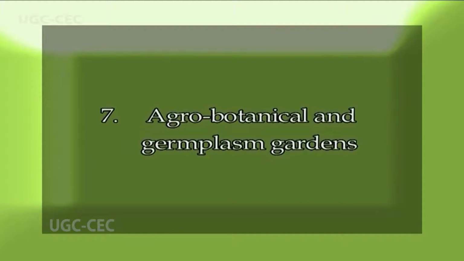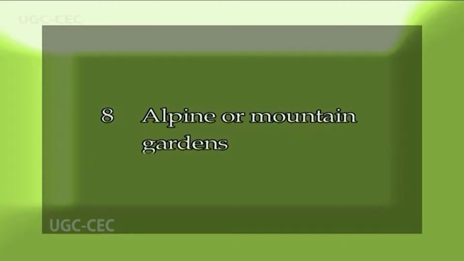Number 7, agro-botanical and germplasm gardens function as an ex situ collection of plants of economic value or potential for conservation, research, plant breeding and agriculture. Number 8, alpine or mountain gardens are most frequently in mountain regions of Europe and some tropical countries and are meant for cultivation of mountain and alpine flora.